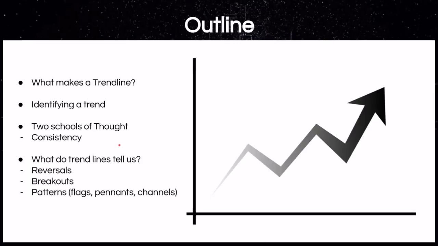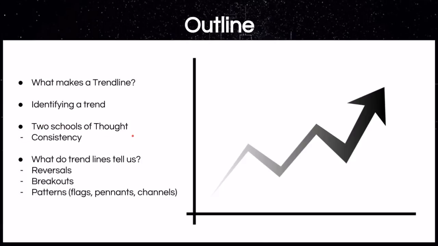So the outline of the video that we're going to be going over: what makes a trend line? Identifying a trend, this is really important, even if you're not using technical analysis. If you're a fundamental investor, you need to know if the overall trend of the stock that you're looking at is going up or down, as that's greatly going to depend on whether or not you make profit.